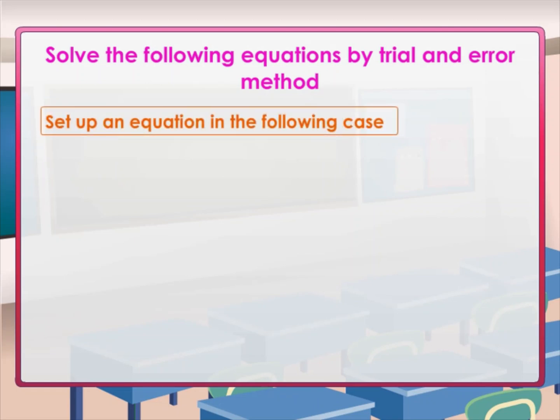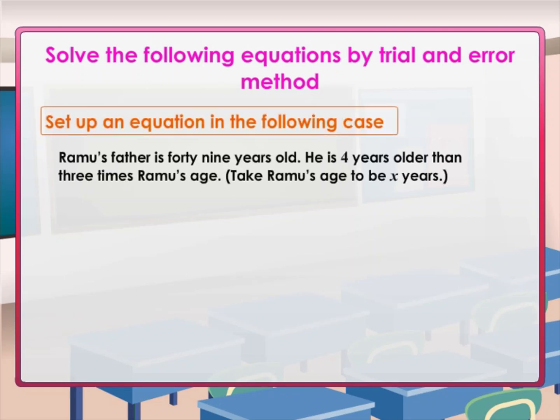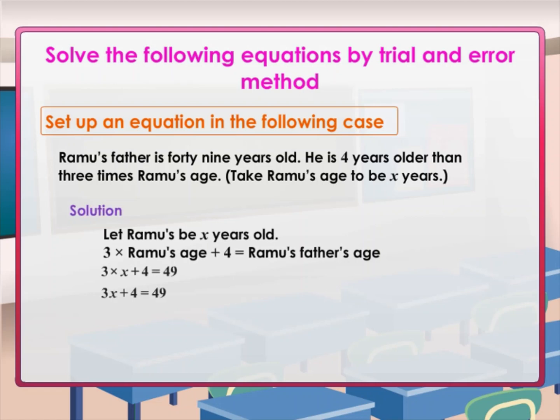Set up an equation in the following cases. Ramu's father is 49 years old. He is 4 years older than 3 times Ramu's age. Take Ramu's age to be x years. Let Ramu be x years old. 3 times Ramu's age plus 4 is equal to Ramu's father's age. We can write it as 3 times x plus 4 is equal to 49. Hence, the required equation is 3x plus 4 is equal to 49.